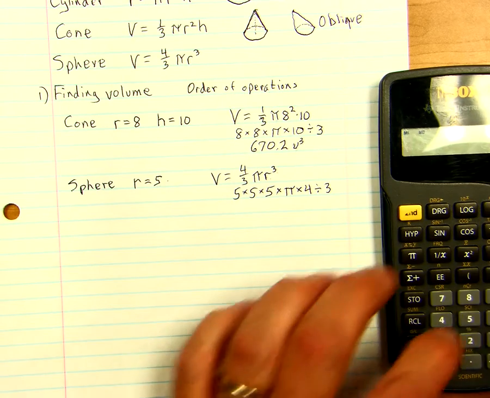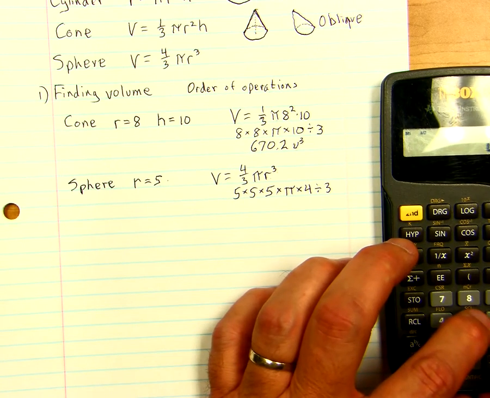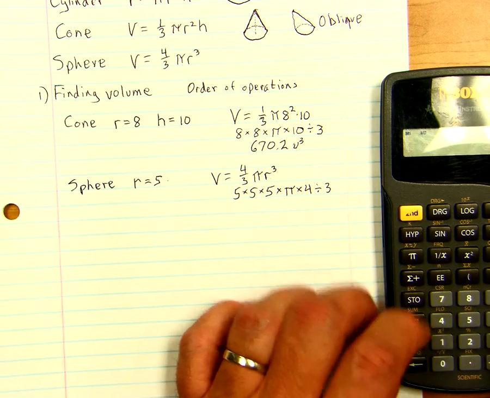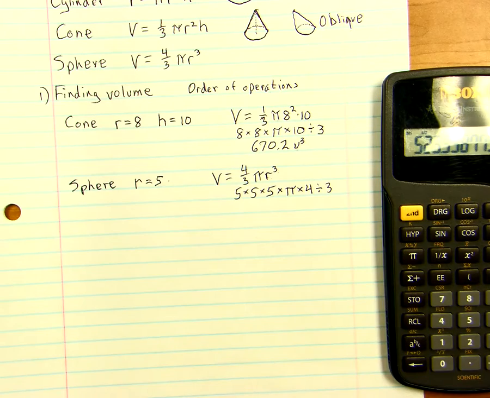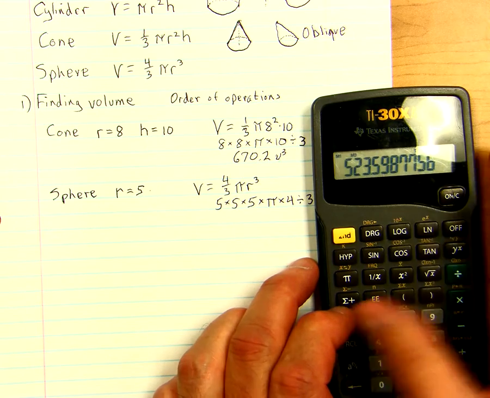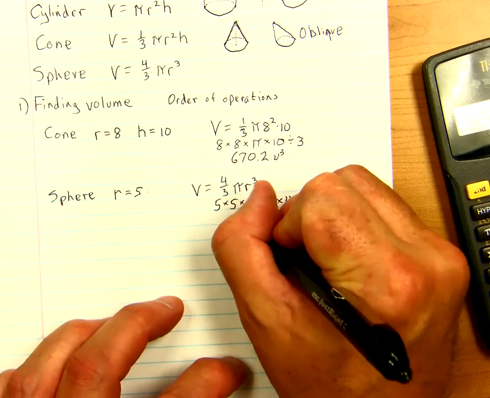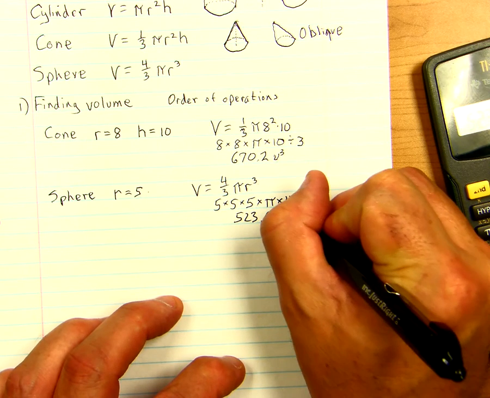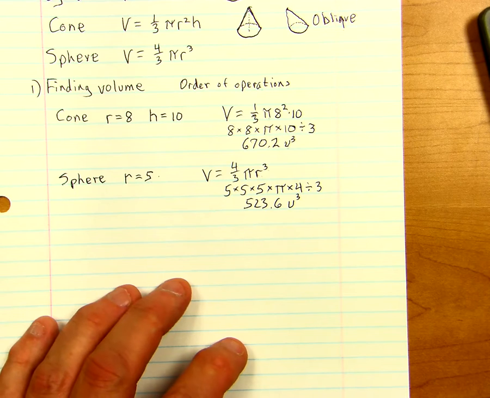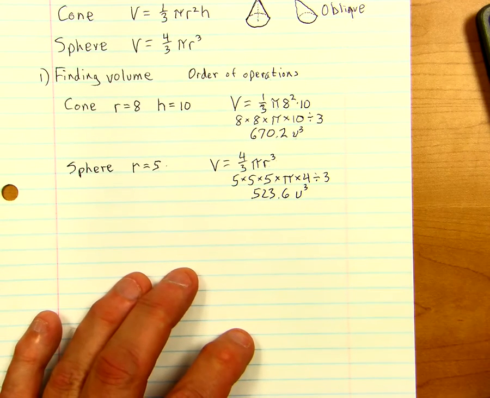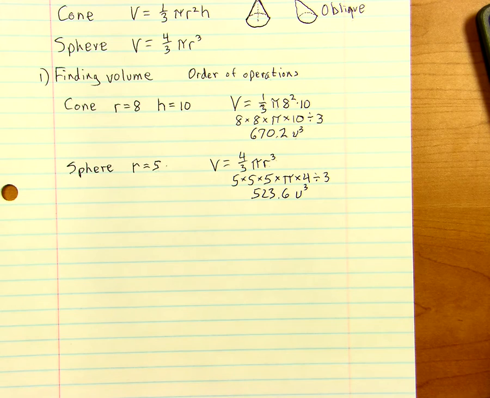So you're going 5 times 5 times 5 times pi times 4 divided by 3. About 523. If you round to the nearest tenth, 523.6. And that's in whatever units it is, cubed as well. That's the easy part, okay?